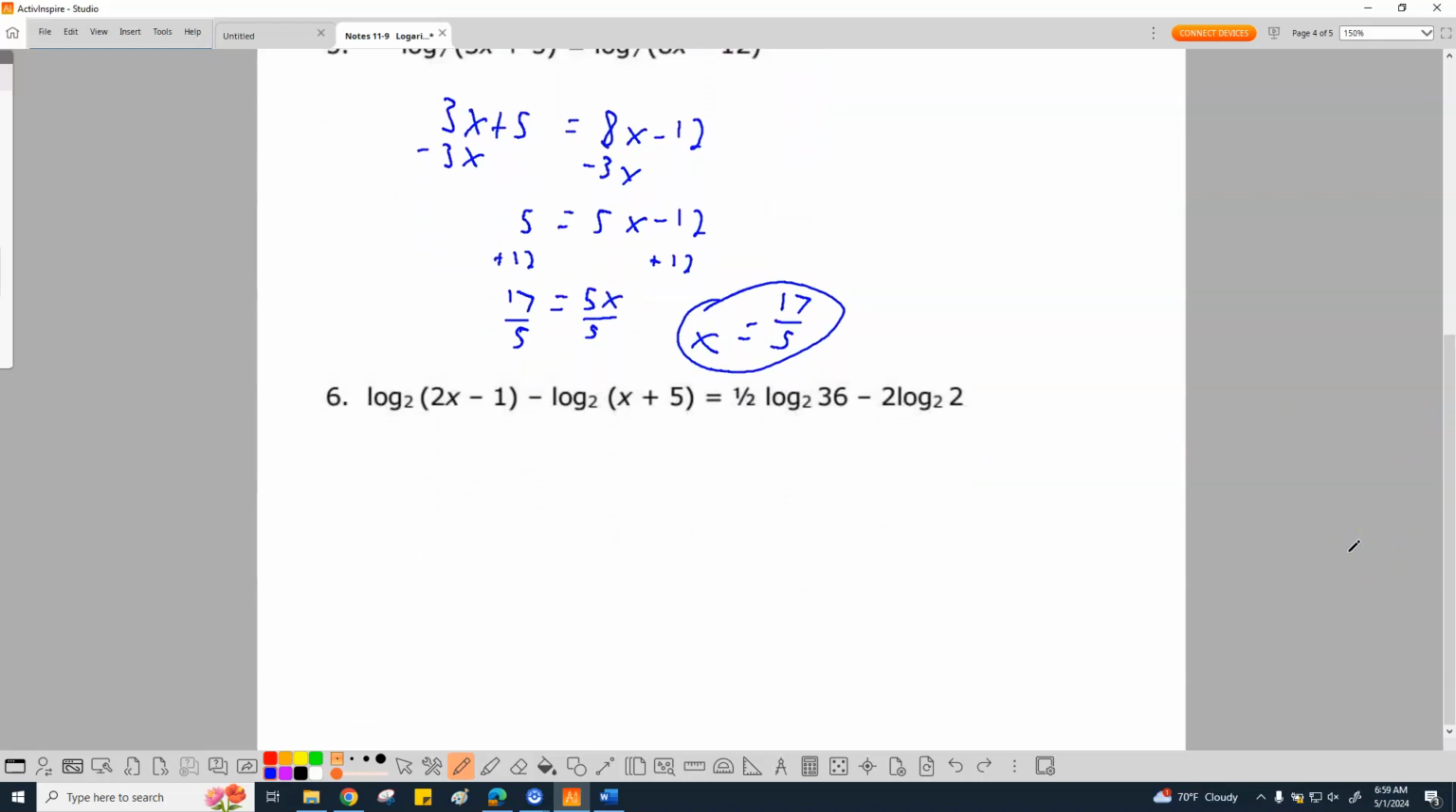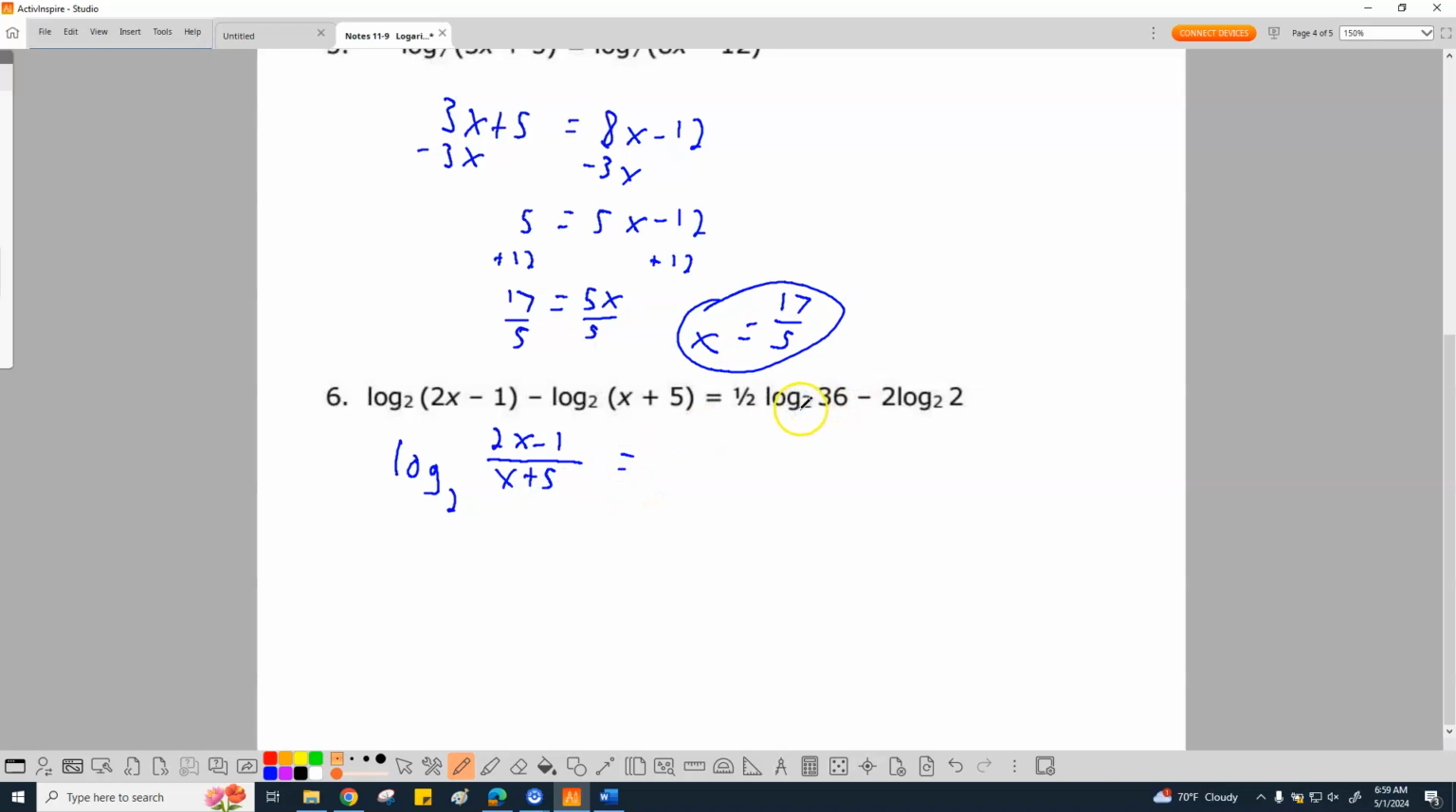Now, this one is not as straightforward. Here we go. I'm going to go ahead and put this together and attempt to do it in one thing. Log base 2 of 2x. I need more room for that. I see a minus sign, which means draw that. I have a 2x minus 1 on top. I have an x plus 5 on bottom.